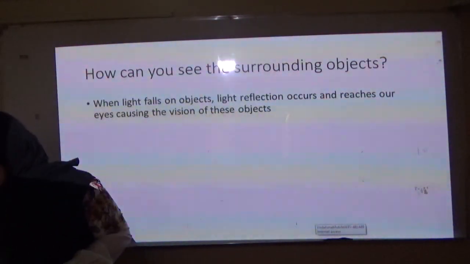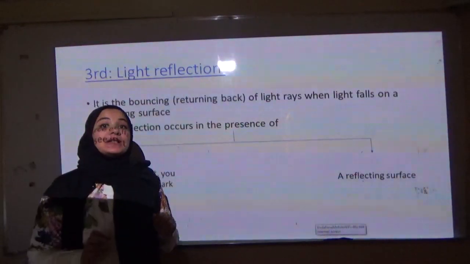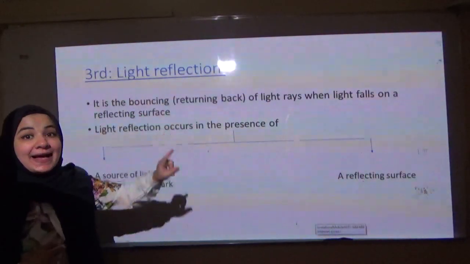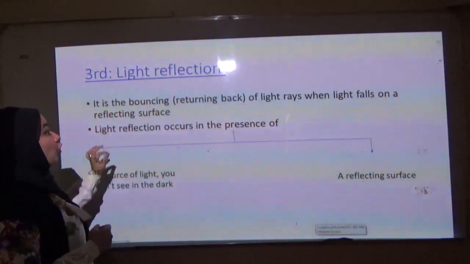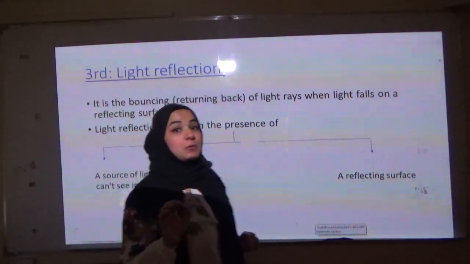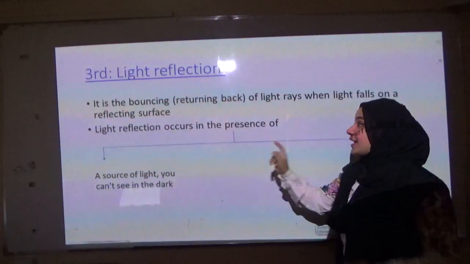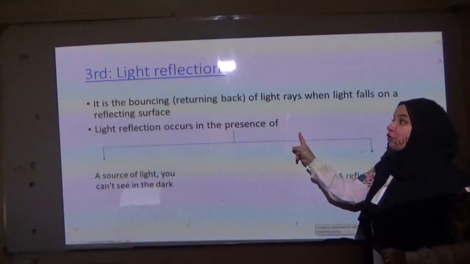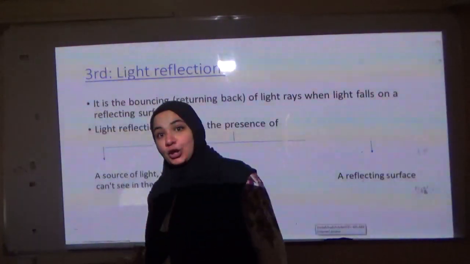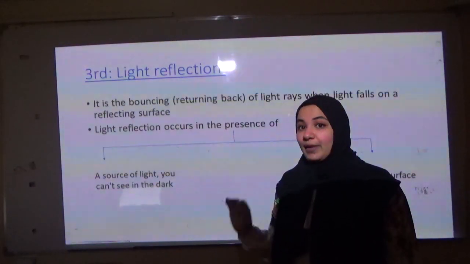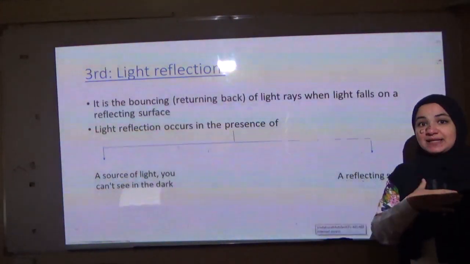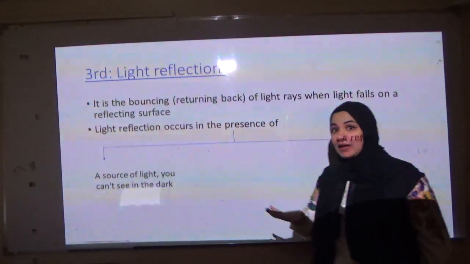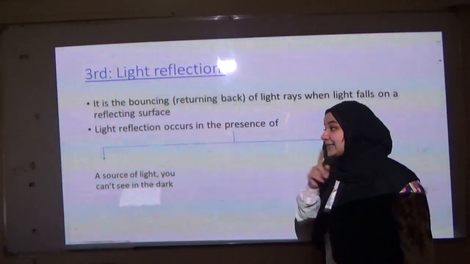So I will repeat the definition again. What's meant by light reflection? It's the bouncing or returning back of the light ray when it falls on a reflecting surface. It means that light returns back. As we take an example of the mirror, how can I see myself in the mirror? The light falls on the mirror and then the light becomes reflected so that I can see myself.